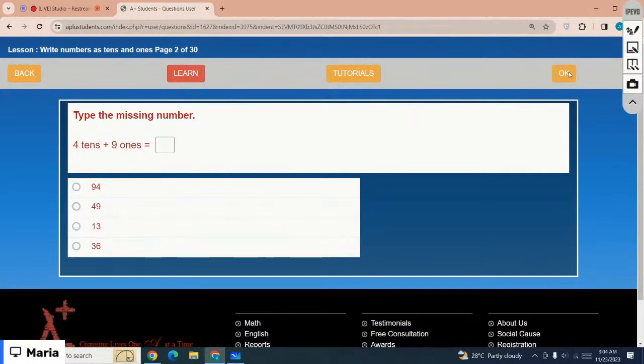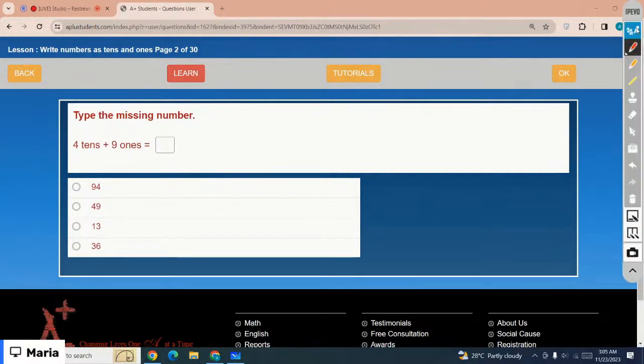So 9 is the digit at the ones position. The last digit it is, right? Then before 9 you have the digit 4. So together they make, when you make a place value chart, 9 is at the ones position and 4 is at the tens. So together they make 49, right? Option number 2 is the correct option.